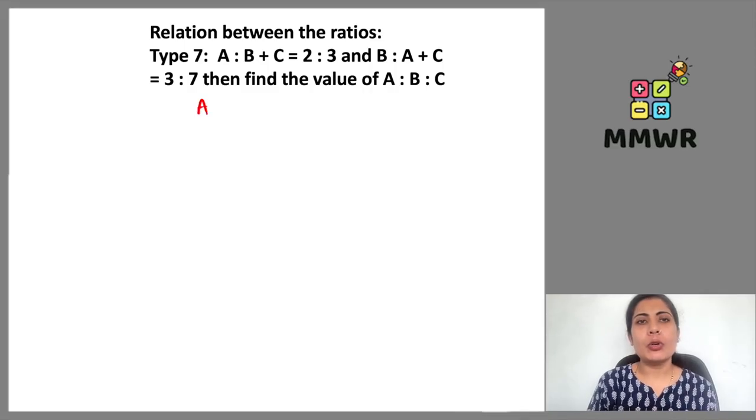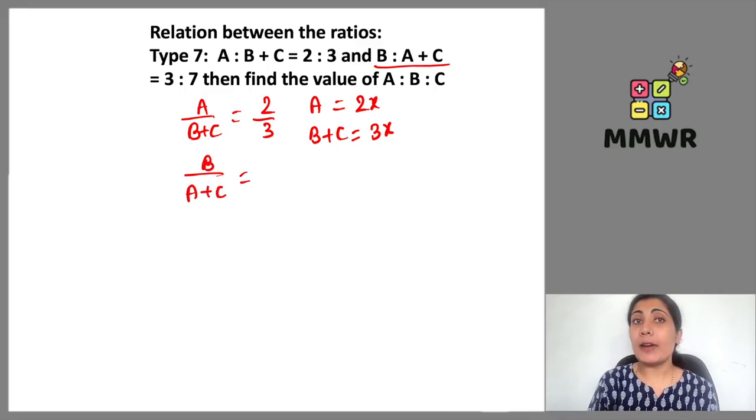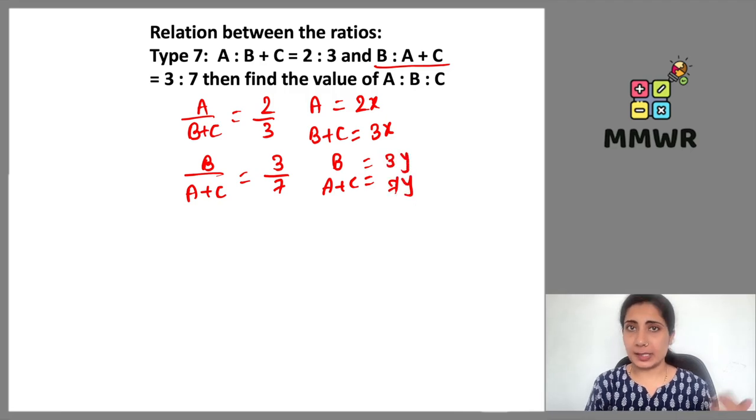So A ratio B plus C is given to us, that is 2:3. That means the value for A is 2x and the value for B plus C is 3x, right? Then we have B ratio A plus C. The value for B is 3y and the value for A plus C is 7y, right? We can't consider the same coefficient at both the places.